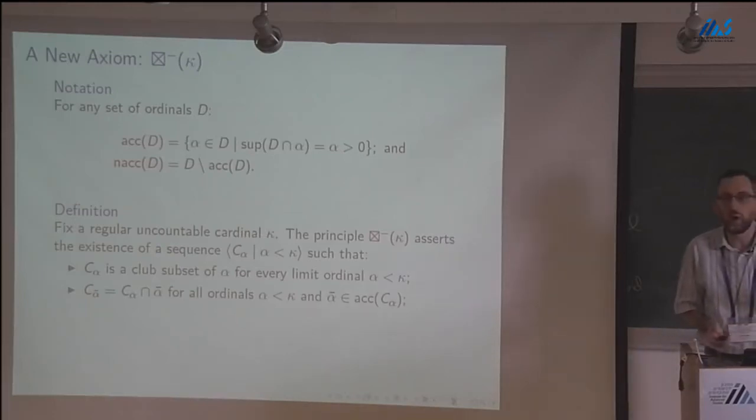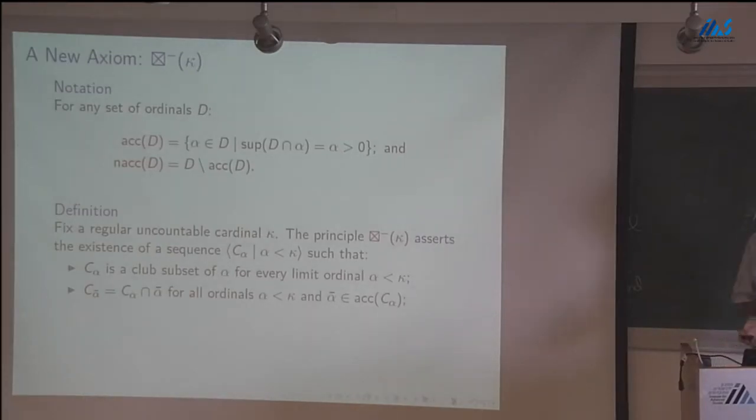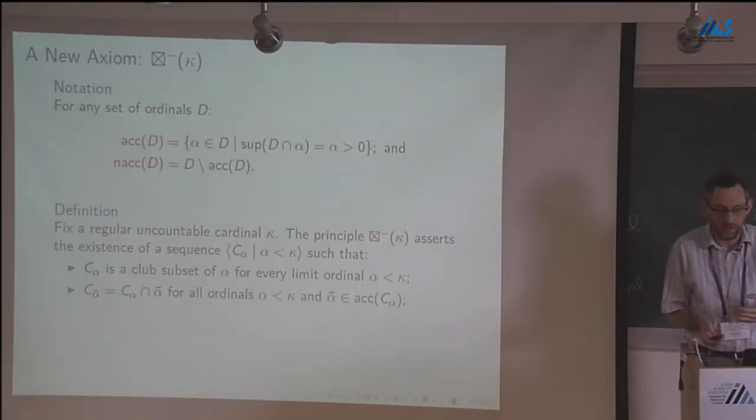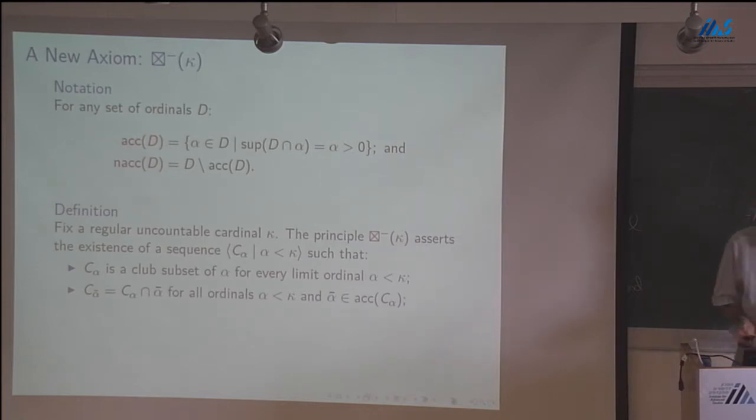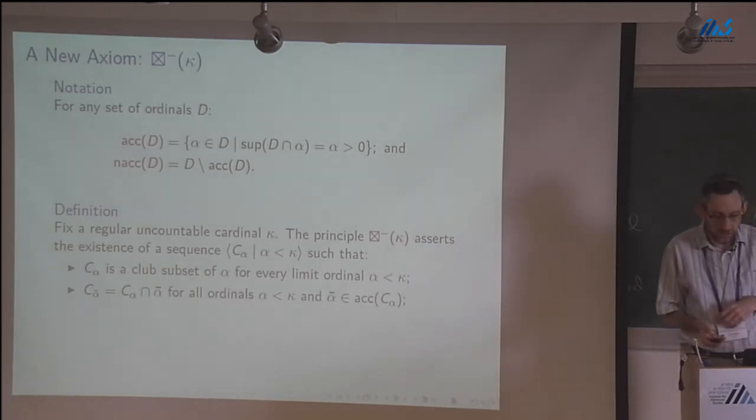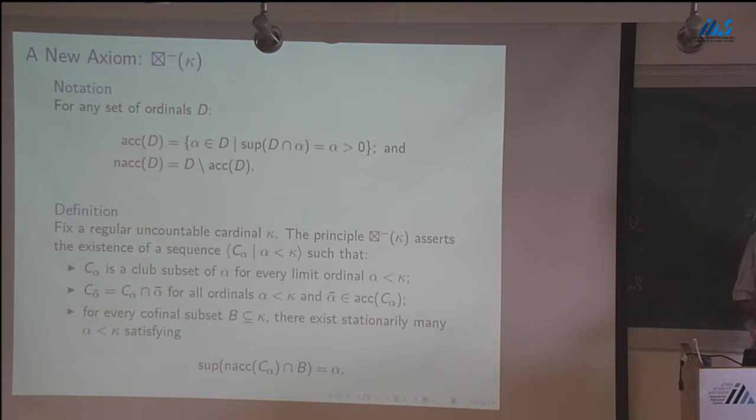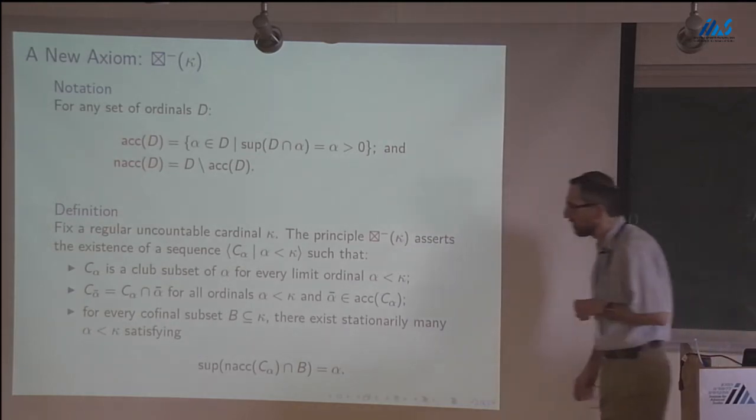What condition will we add to guarantee the non-triviality of this coherent sequence? In square, the condition is that we want to bound the order type of the club sets. We're not going to do that here. We're going to try something else. For every cofinal subset, there are stationarily many alphas satisfying this particular condition. So let me try to draw something.